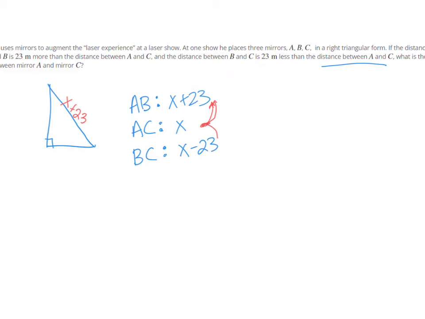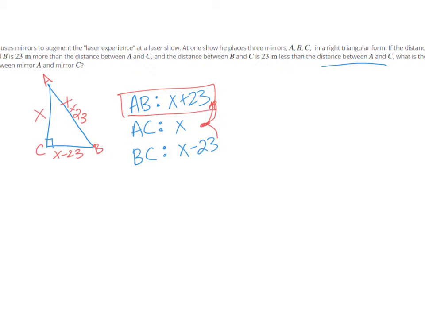The X minus 23 is my shorter length. And X is like my middle length. And the legs don't matter so much, but it is important that you put AB as your hypotenuse, since that's the longest. And if that's the case, I'm just going to put my A up here and my B down here, which means C is going to be my right angle.